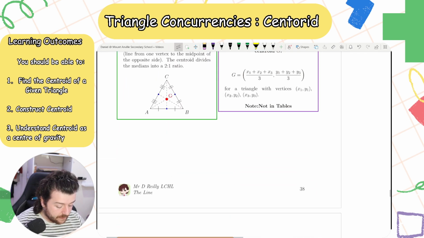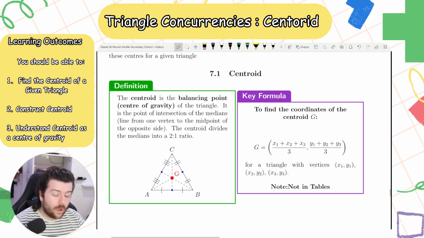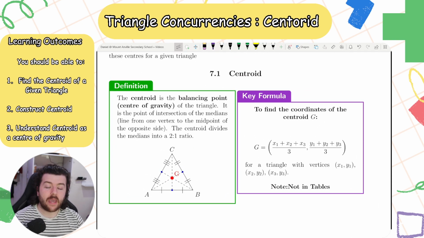You will be asked in your Leaving Cert to be able to construct this centroid, but I'm going to leave that for another video. But mathematically, this is how you find the centroid.